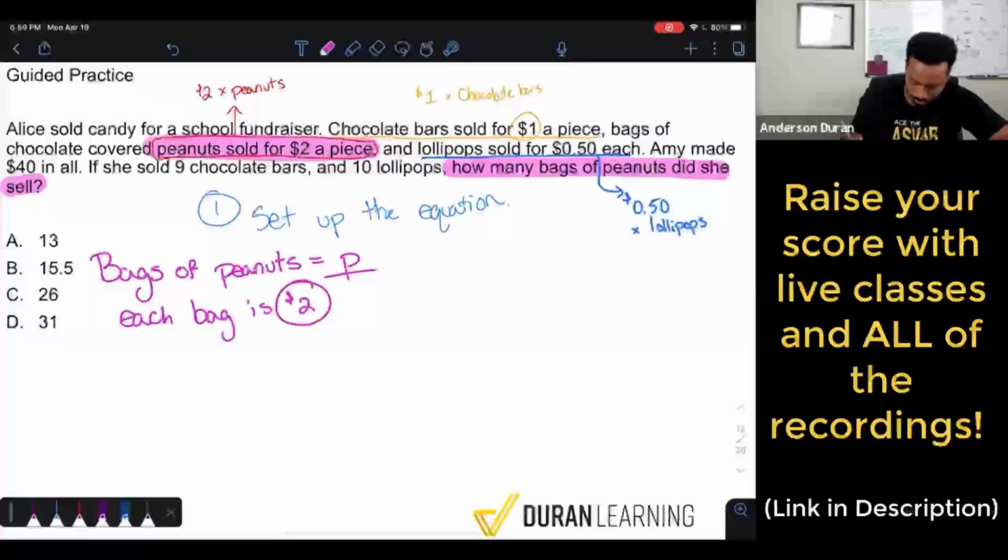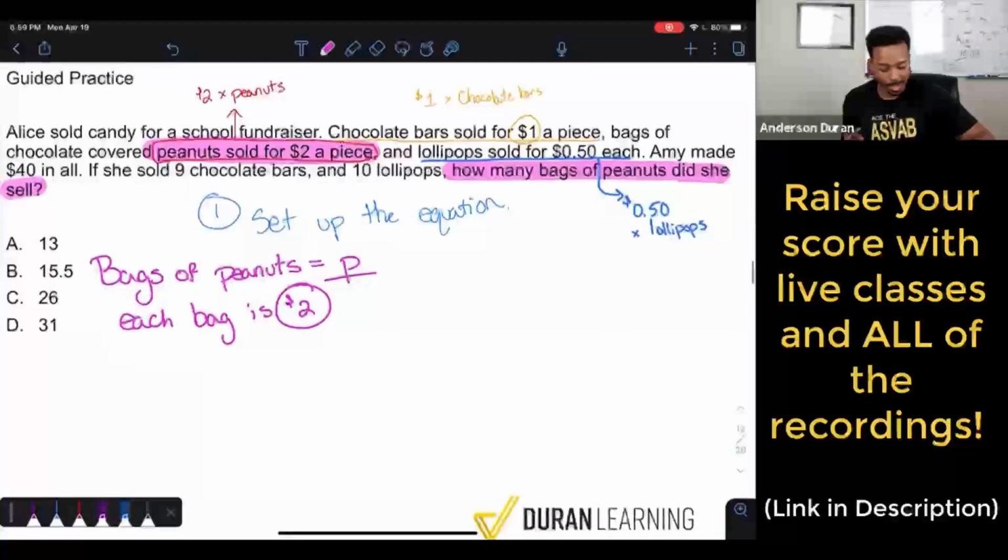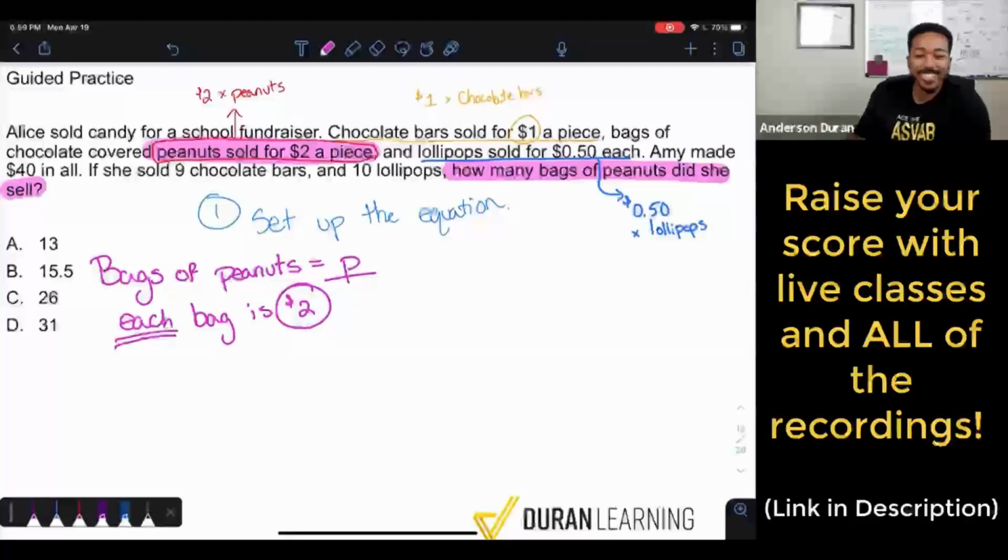is $2. So everybody, what's the key word there? What's that key word? Each. Exactly. Each bag is $2. So that means one bag is $2, two bags is $4, three bags, 6, 8, right? We're multiplying. That's right. I love it.